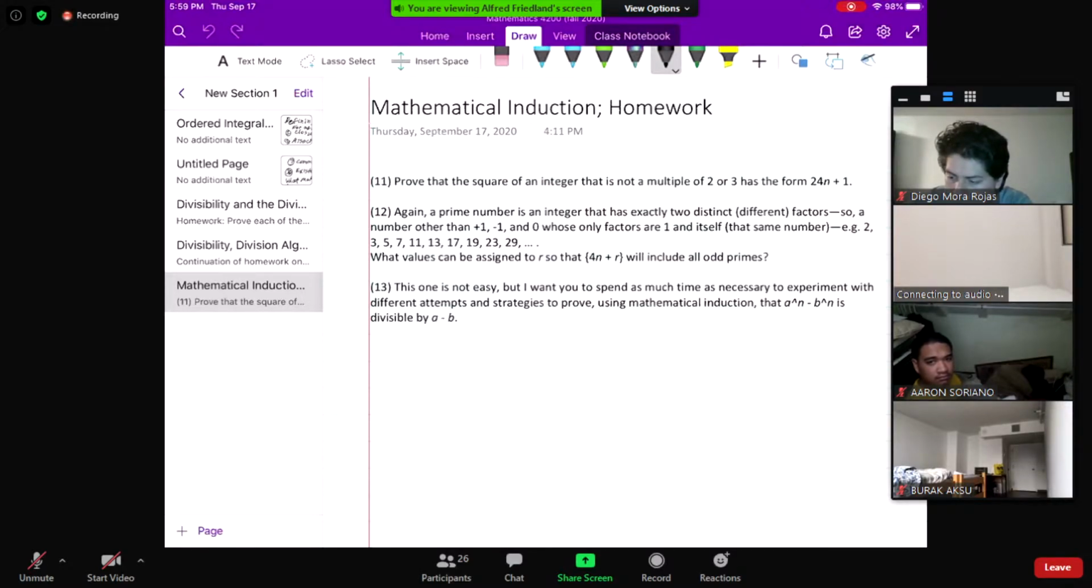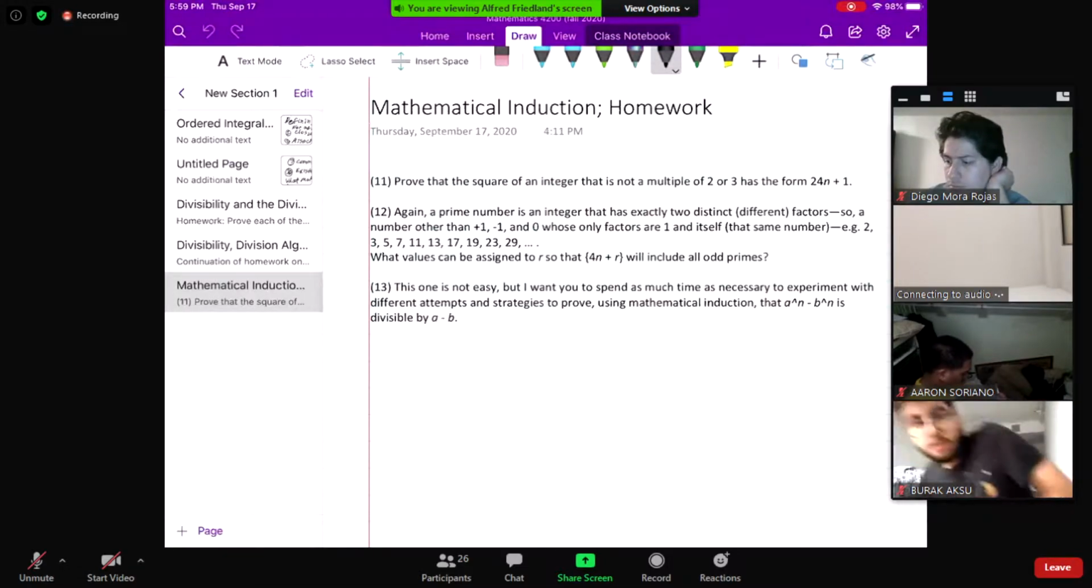And in question 12, I just remind you what a prime number is. I think you know, but anyway, a number greater than 1, positive number, that has no divisors other than itself and 1. So, 2, 3, there they go, a number of them. And so the question is, what values can r have so that the set of numbers of the form 4n plus r will include all odd prime numbers? So remember, we talked about this. All the prime numbers are odd except 2. And so, as usual, n and r are integers.